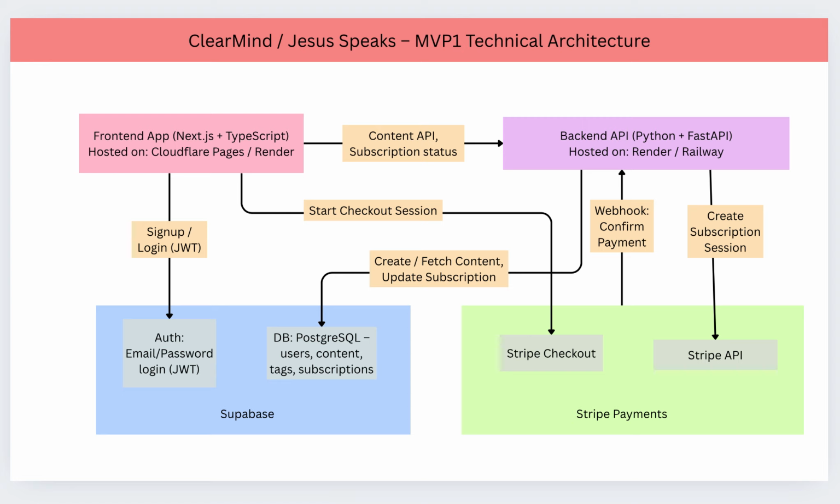For protected routes, FastAPI decodes the Supabase JWT to authorize users, check their role, admin or regular, and verify if they have a valid premium subscription. It's also where we handle Stripe integrations. Creating checkout sessions and listening to webhook events.